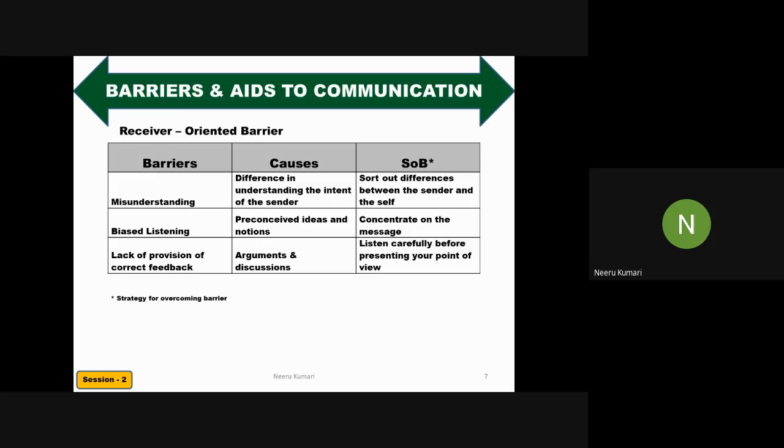what is going to happen? That will lead to a break. Hence, now you need to identify what are the terms that you should use when you are communicating.